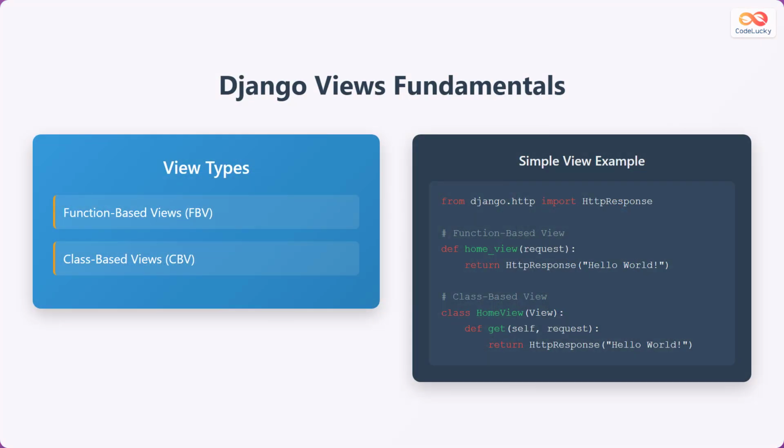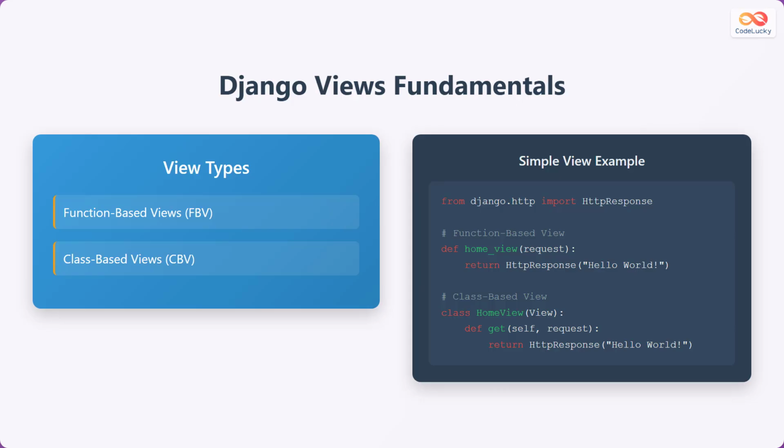Django views are Python functions or classes that handle HTTP requests and return HTTP responses. There are 2 main types of views in Django. Function-based views are simple Python functions that take a request object as the first parameter and return an HTTP response object. They're straightforward to understand and implement, making them ideal for simple operations.